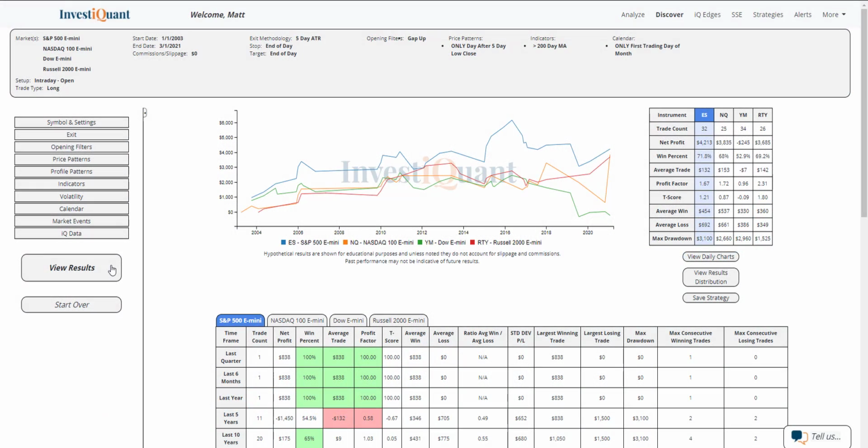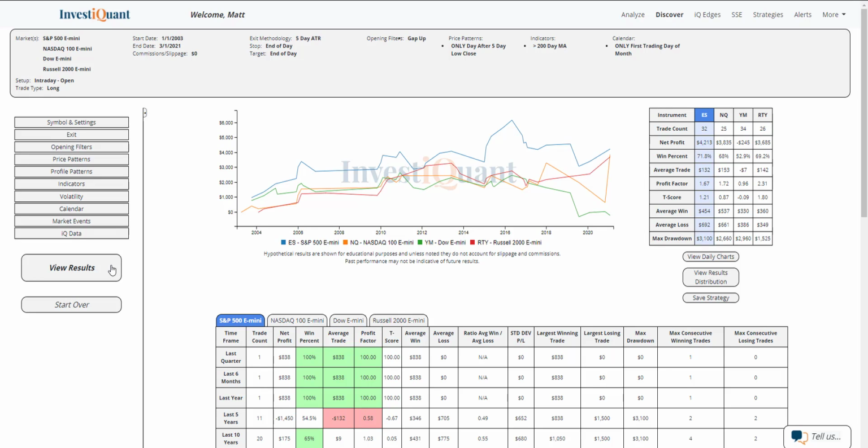And here we go. These are the results of going long at the open of regular trading hours, which is 9:30 a.m. Eastern Time, exiting at the close, which is 4:15 p.m. Eastern Time, when you gap up on the first trading day of the month following a 5-day low close that is above the 200-day simple moving average. Historically, this has taken place 32 times in the S&P dating back to 2003. We've got 25 samples in the NASDAQ, 34 in the Dow, and 26 in the Russell. So similar sample sizes across all. If you add them all up, we are a bit over 100 samples there across all 4 instruments.